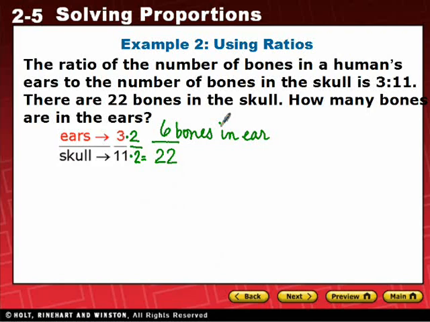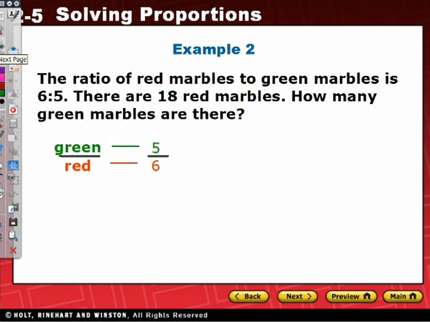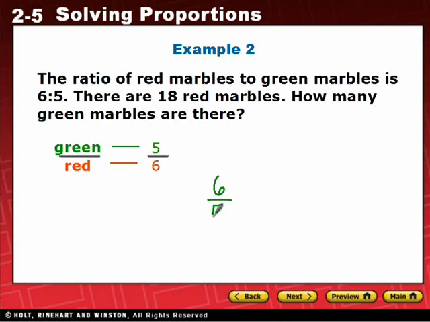Let's look at one more example here. The ratio of red marbles to green marbles is 6 to 5. There are 18 red marbles, so how many green marbles are there? And I think I probably would have written this the other way just because of how the information was given: 6 red to 5 green.